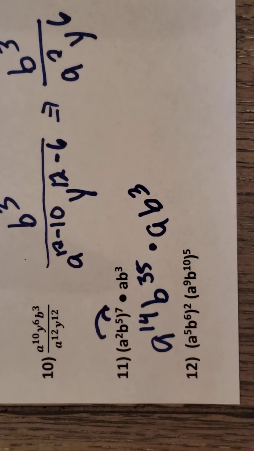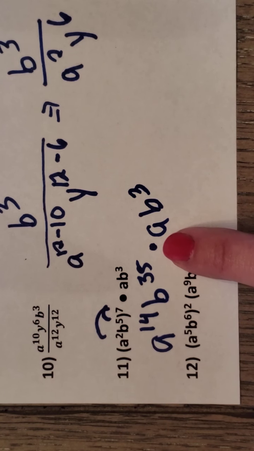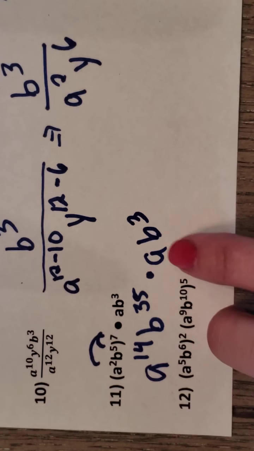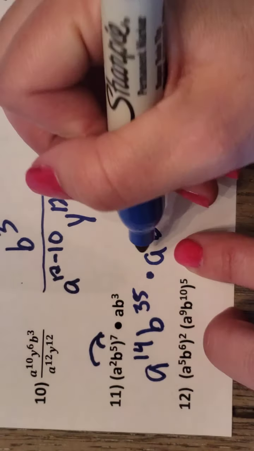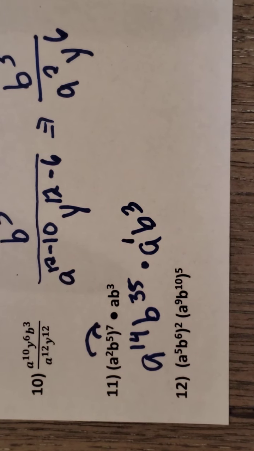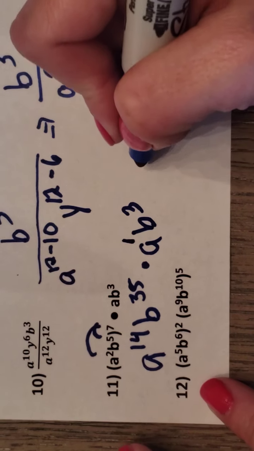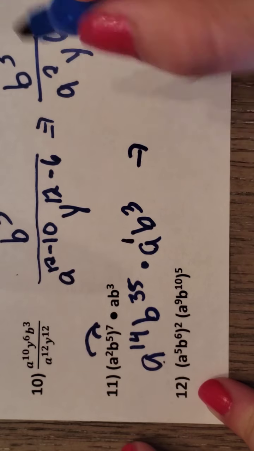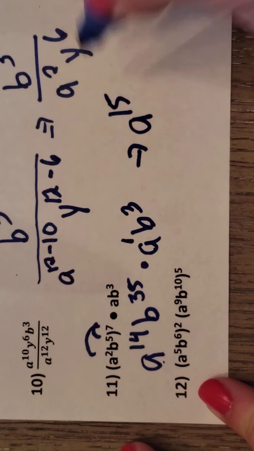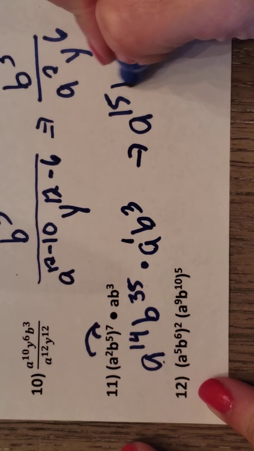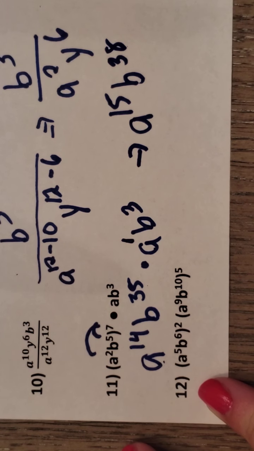So now we no longer have parentheses, but we have a dot, which we know is multiplying like bases. We also know that I have an a here with no exponent, so that needs to get a 1. And when you're multiplying like bases, add the exponents. So a to the 14th and a to the 1st becomes a to the 15th. B to the 35th and b to the 3rd becomes b to the 38th.